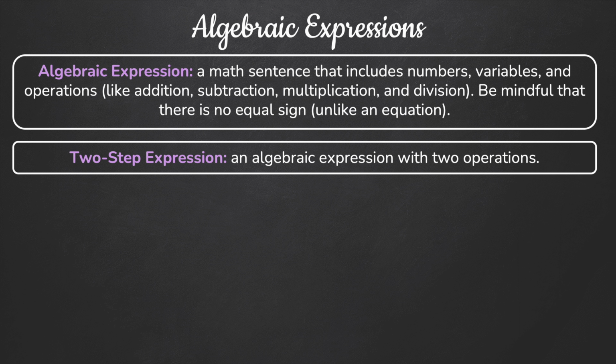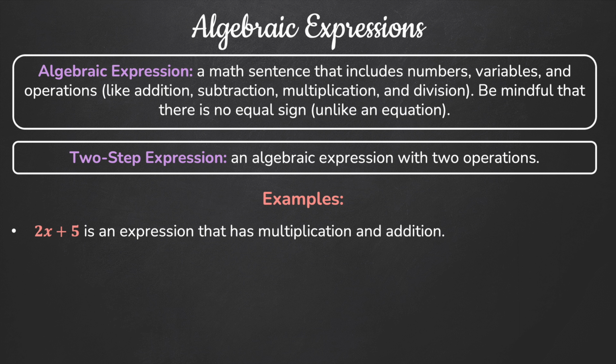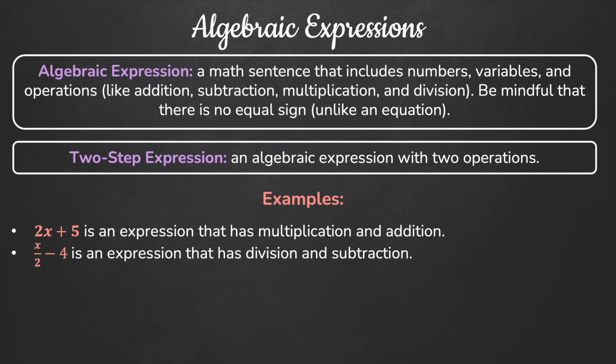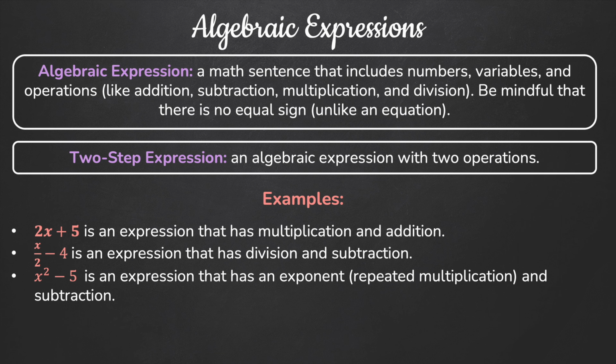A two-step expression is an algebraic expression with two operations. For example, here we have 2x plus 5, and it's an expression that has multiplication and addition. Here we have x over 2 minus 4, and it's an expression that has division and subtraction. And here we have x squared minus 5, which is an expression that has an exponent, which is repeated multiplication, and subtraction.